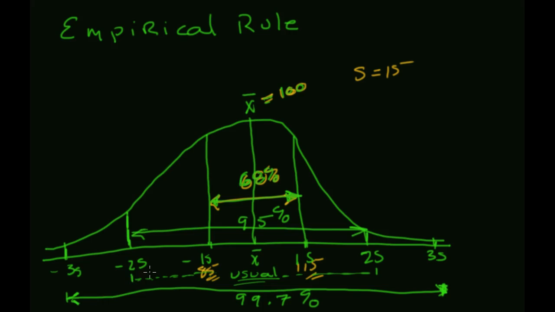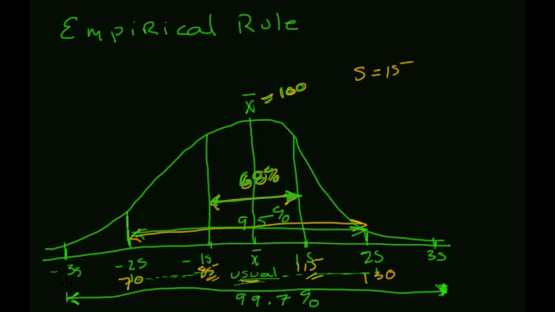The second standard deviations here are going to be at 70 and 130. So 95% of the population would have an IQ between 70 and 130. This would be the range for normal or usual IQs. Almost the entire population has an IQ between 70 and 130.